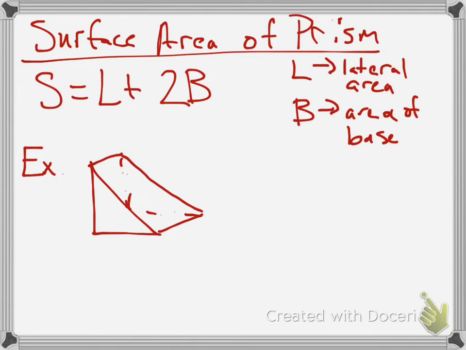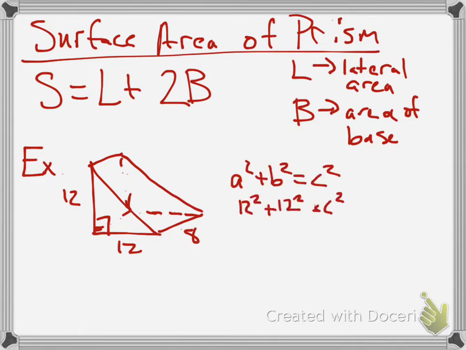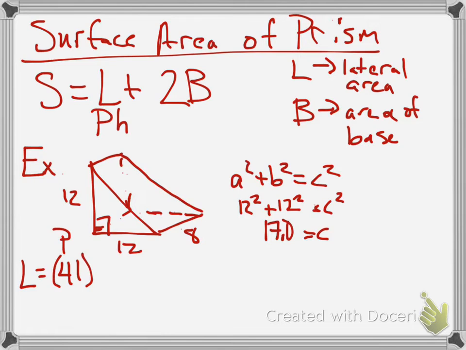So here's another example. I'm doing a triangle because, you know what, it's going to be easy. If you do 12 squared plus 12 squared equals c squared, you would get that length to be about 17. It was actually 16.98, which rounds to 17. Then the perimeter would be 12 plus 12 plus 17, which gives me 41. Okay, that would be the perimeter. The height of this prism, again, is from here to here, which would be 8. That gives me a lateral area of 328.